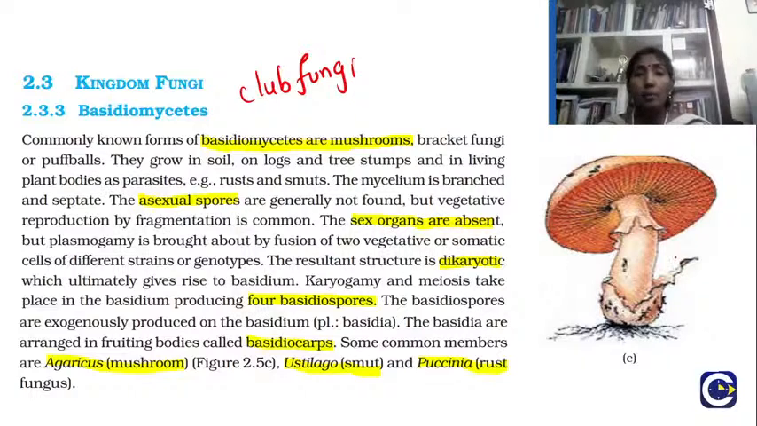The mycelium here will be branched and septate. The asexual spores are not found; that is very, very important here. The sex organs are absent, but plasmogamy is brought about by fusion of two vegetative or somatic cells of different strains, plus and minus. Karyogamy and meiosis take place inside the basidium, forming 4 basidiospores. The basidiospores are exogenous. The fruiting body is called the basidiocarp. The best examples here will be Agaricus, the mushroom, then Ustilago, the smut.